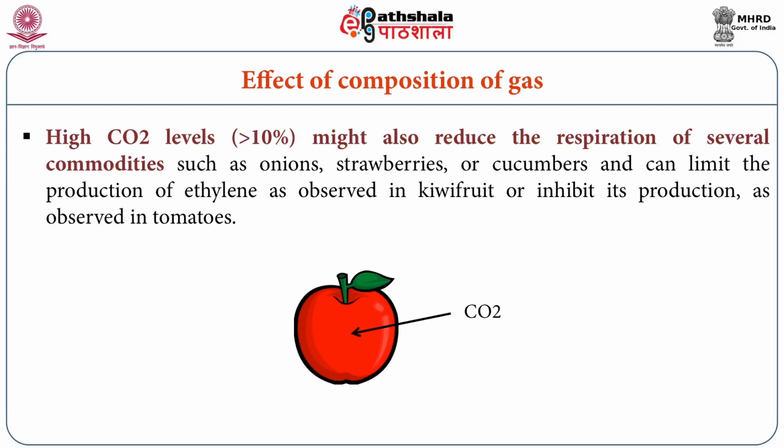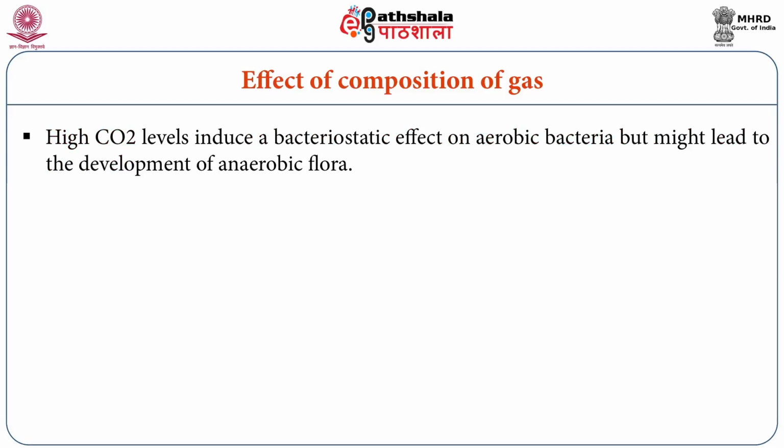avoided. High carbon dioxide levels might also reduce the respiration of several commodities such as onions, strawberries or cucumbers, and can limit the production of ethylene as observed in kiwi fruit or inhibit its production as observed in tomatoes. High carbon dioxide levels induce a bacteriostatic effect on aerobic bacteria, but might lead to the development of anaerobic flora.